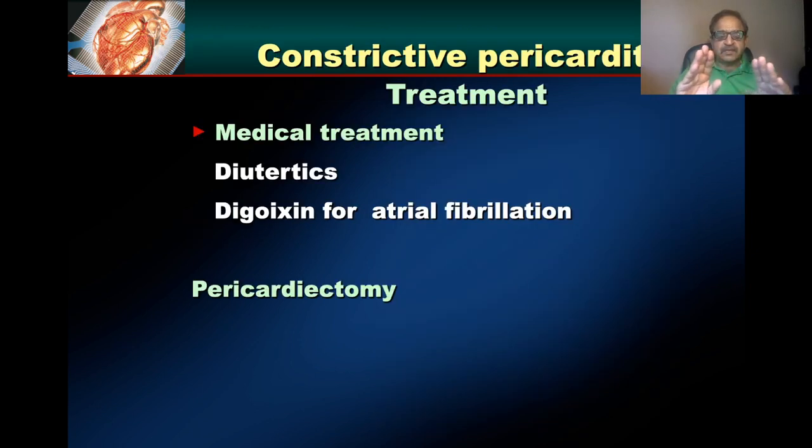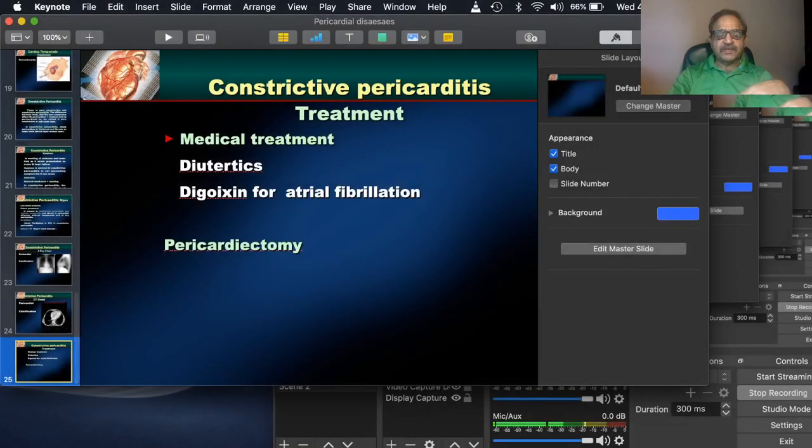The medical treatment is supportive. You give diuretics to reduce edema, give digoxin for atrial fibrillation, but the definite treatment is surgical removal of pericardium, which is called pericardiectomy. So this was all about the pericardial disorders.